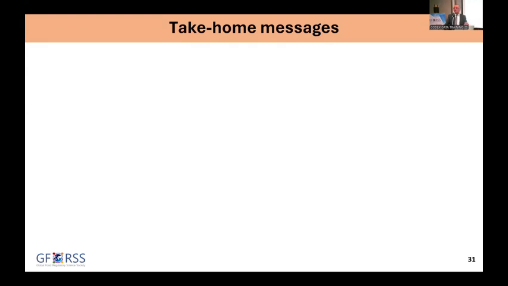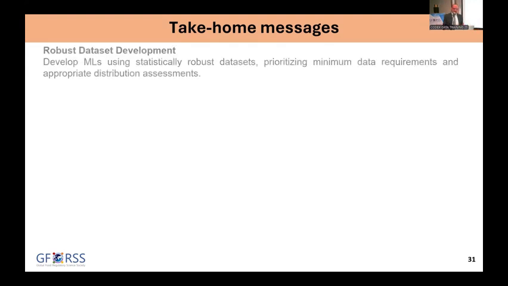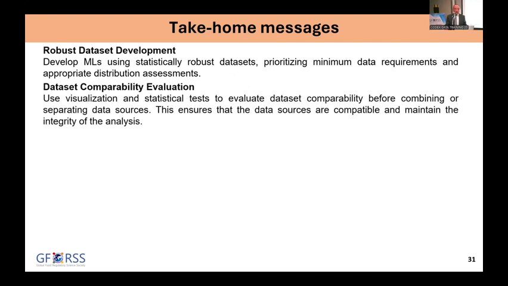So as take-home messages, based on all we mentioned: develop MLs using statistically robust data sets, prioritizing minimum data requirements and appropriate distribution assessment. So we need to have a minimum number of 59, and we need to be sure that the distribution is appropriate for the data set. Obviously, statistical tests should be used. We cannot do it just by calculating mean, median, and so on, because it will underestimate the real exposure.